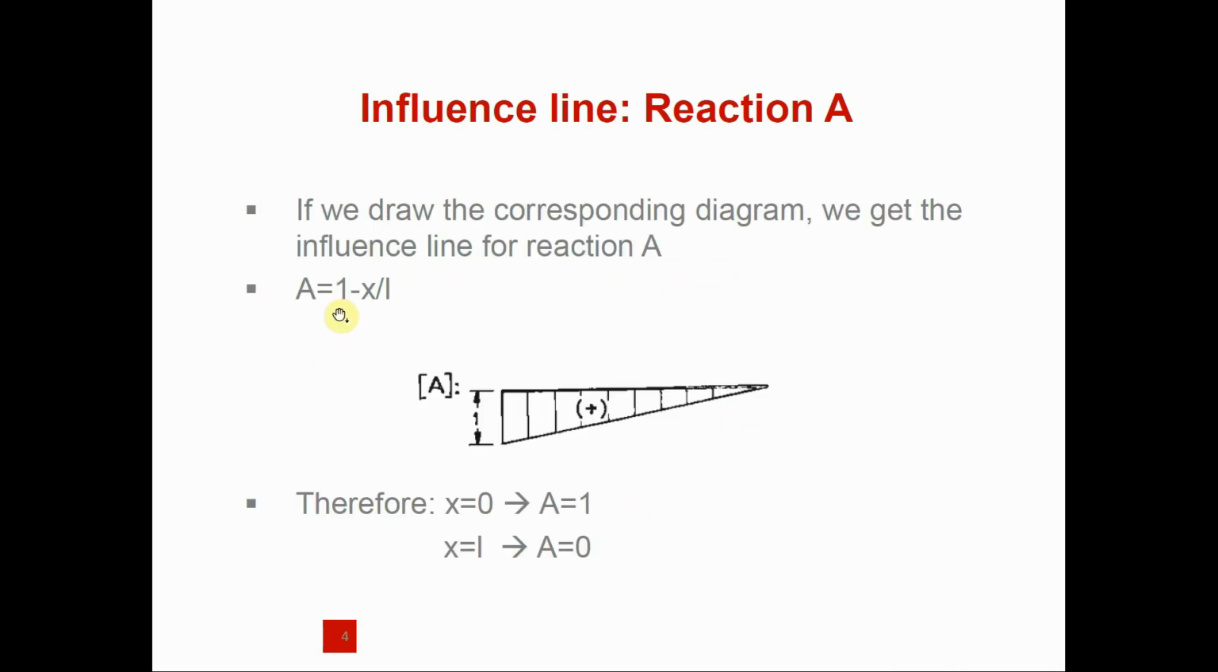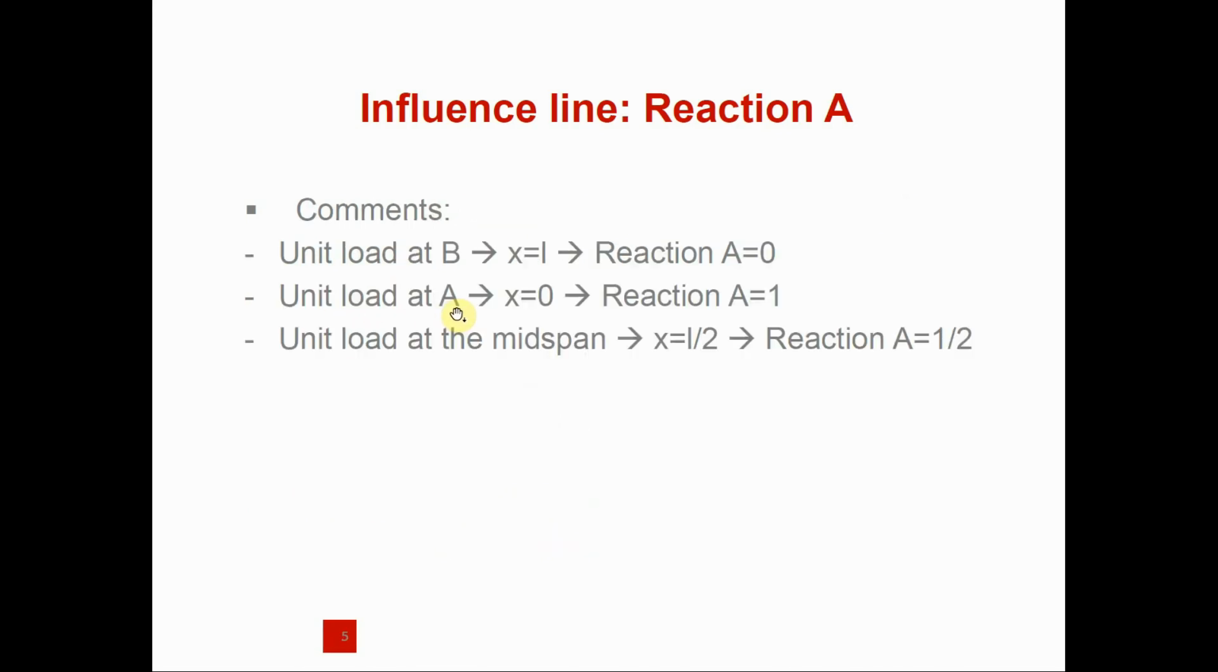Substituting our X to be equal to L over 2, the L will cancel L, so we're left with 1 minus half, which will give us half.